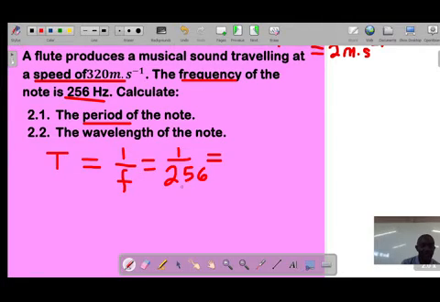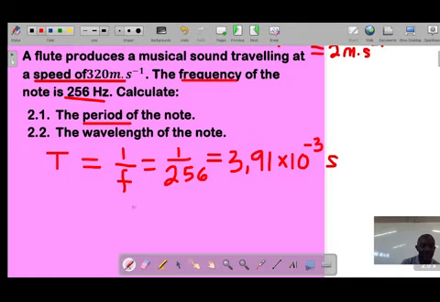3.91 times 10 to the power negative 3. So this is my answer for the period, in seconds. Next they say the wavelength of the note.